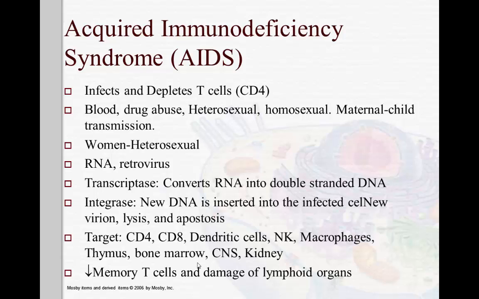So, if you recall, the transmission is by blood, drug abuse, heterosexual, homosexual, maternal child transmission as well. It's an RNA retrovirus, and these enzymes that we were talking about that you should target, it's a transcriptase that converts the RNA into a double-strand DNA, integrase that will insert a new DNA into the infected cell, producing lysis and apoptosis.